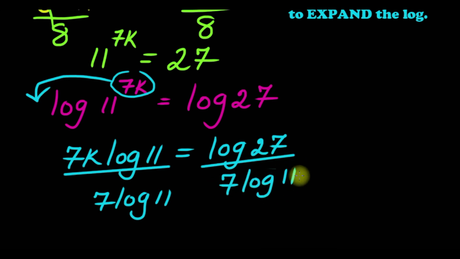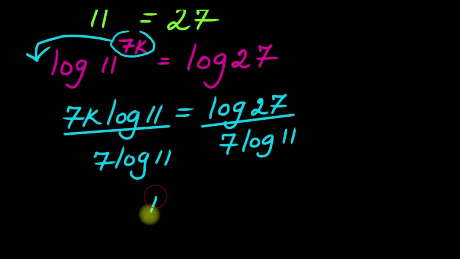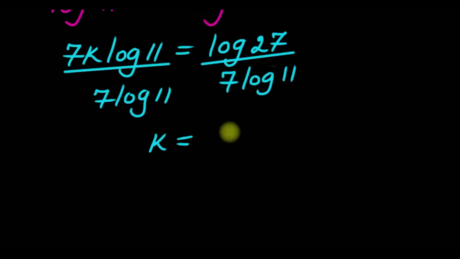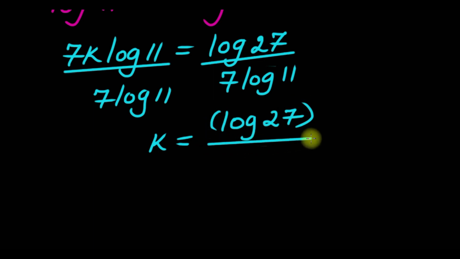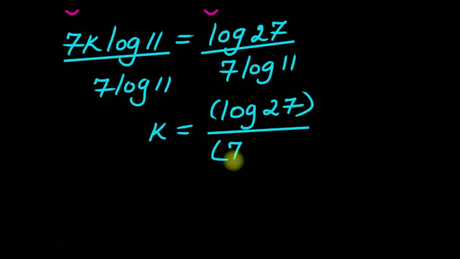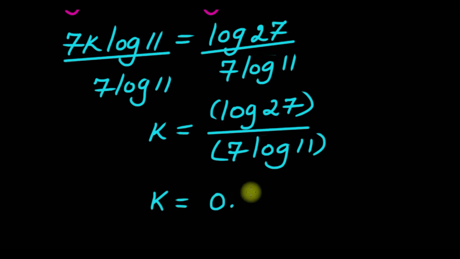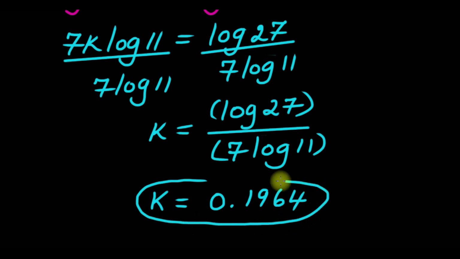Okay, so I can punch it into the calculator. So k is going to be, this is how you want to punch it into the calculator. You have log 27, and you're going to put that in parentheses, divide by 7 log 11. This is going to give you 0.1964. Okay, so this is what k is.